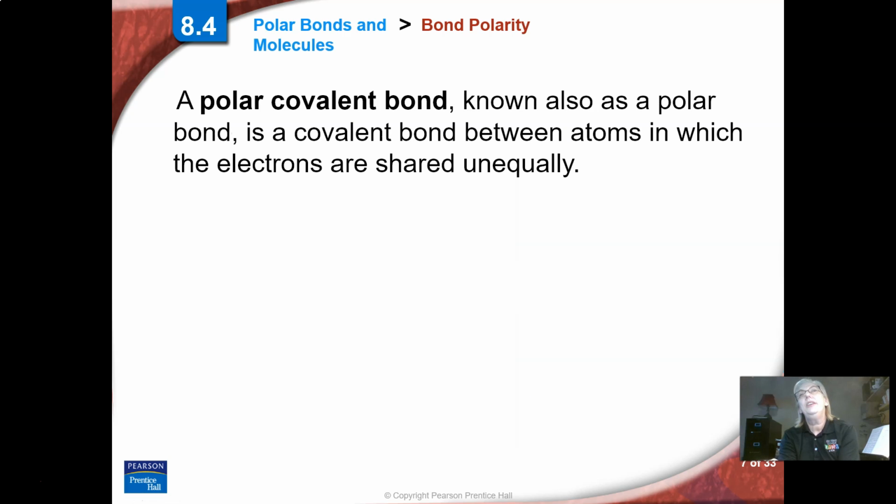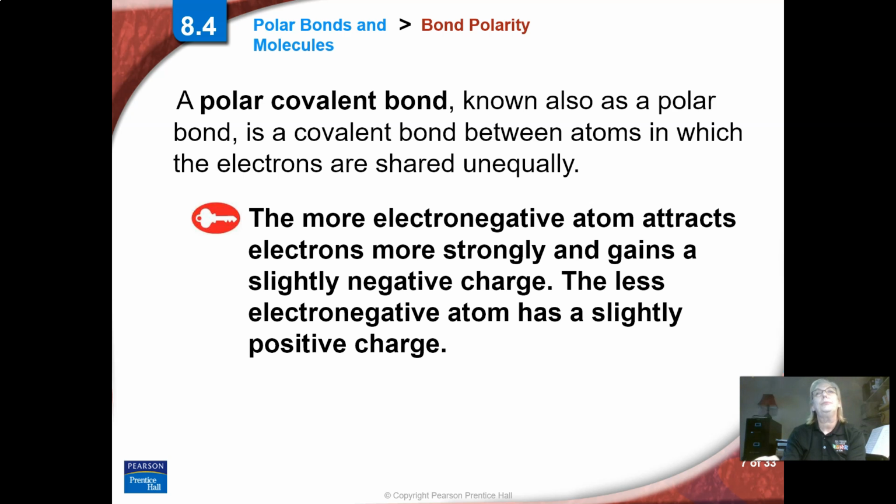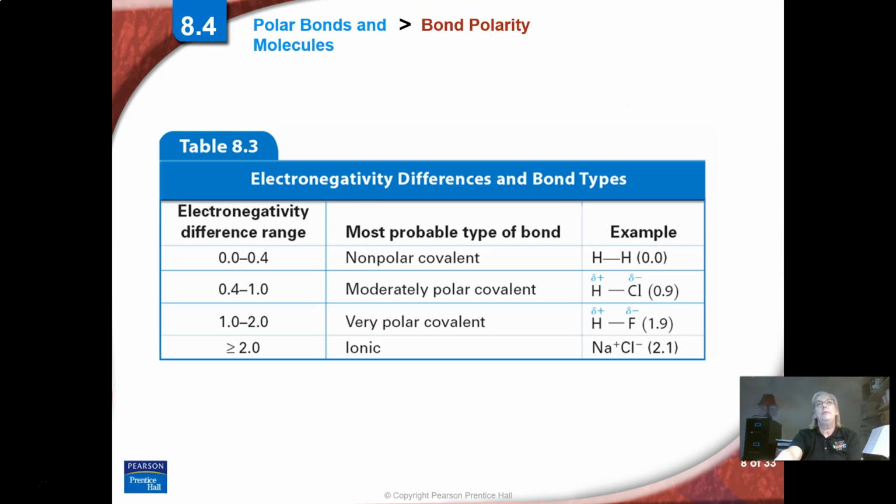So this is where the cloud is not shared equally. So chlorine is stronger, it's pulling the cloud towards itself. Okay, so that's a polar covalent bond. So the more electronegative atom is going to attract the cloud towards itself and make a polar covalent bond.